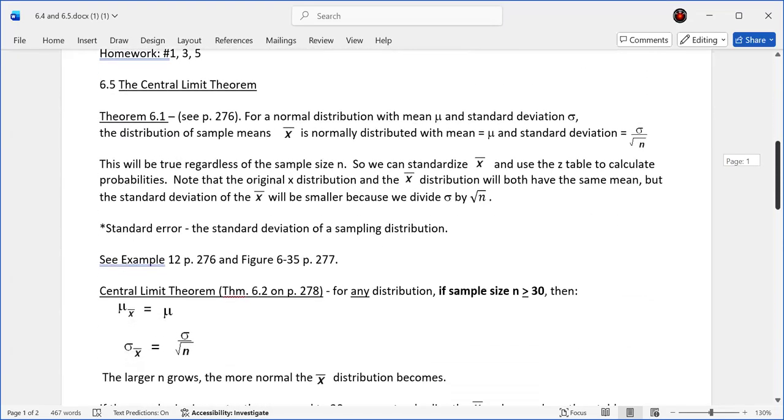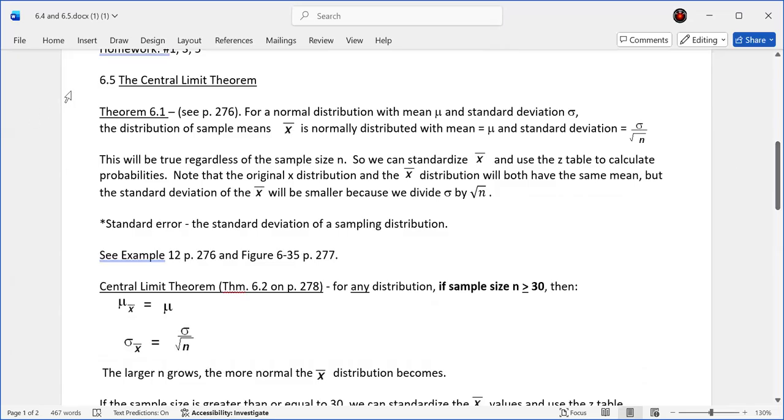Last section in chapter 6 that we're going to cover here is called the central limit theorem. And in your textbook, they call it theorem 6.1 because it's in chapter 6. It's referred to in general in stats texts as the central limit theorem. So for a normal distribution with mean mu and standard deviation sigma, the distribution of sample means X bar is also going to be normally distributed with the same population mean mu and a standard deviation of sigma over the square root of n. So notice this part right here, the sigma over the square root of n.